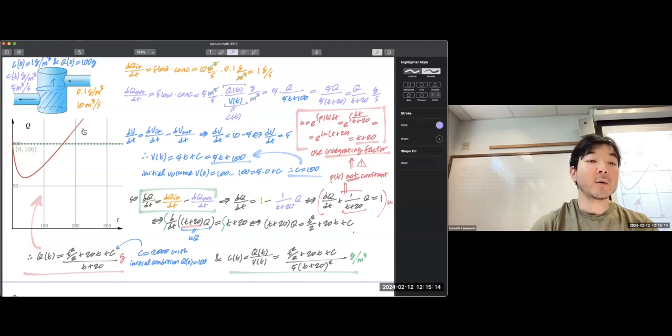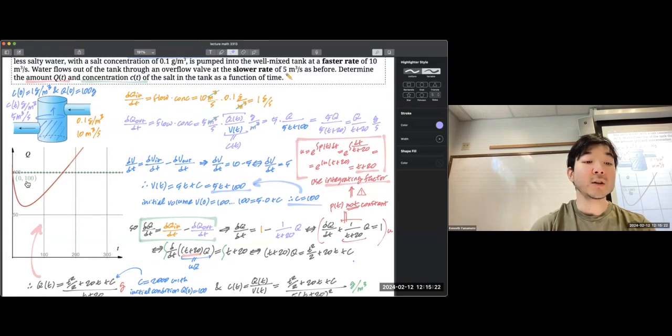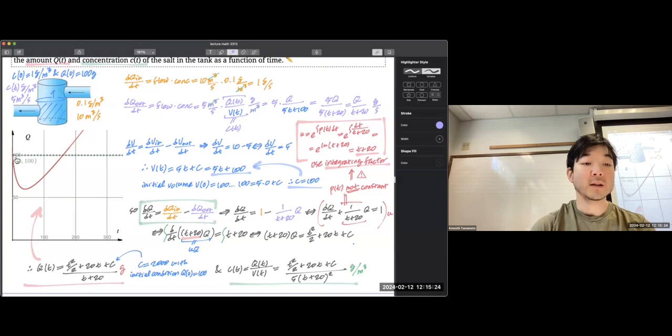This graph is showing you the amount of salt in the tank as you progress in time. Initially, there's 100. So this red underlying thing is showing you that there's 100 grams of salt in the tank initially.